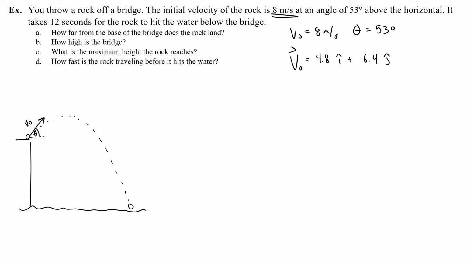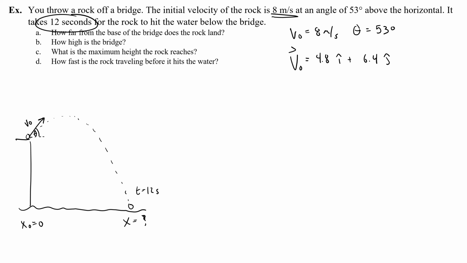Okay, so for part A, how far from the base of the bridge does the rock land? That is asking you to set the initial x position to 0 and find the final x position. So to do this, I need the x velocity and I need time. And it does give me time. It tells me that the rock hits the water in 12 seconds.